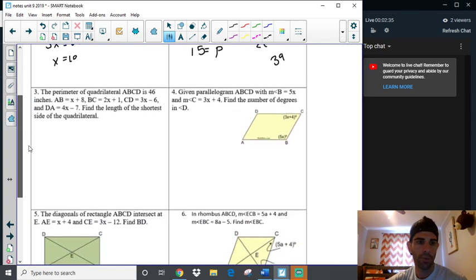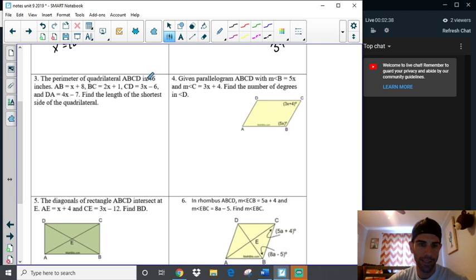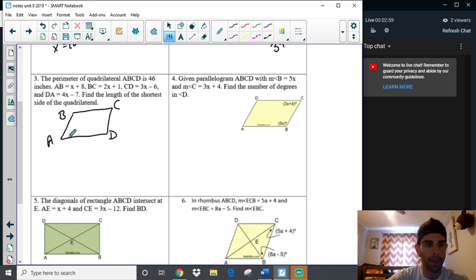Okay, number 3, the perimeter of quadrilateral ABCD is 46. AB is x plus 8, so if I'm going to real quick draw it, but then I'm going to have to erase it because there will not be enough room. They don't care where you put ABCD, just make sure wherever you start, you go around to put in the ABCD and don't jump across. Okay, so ABCD this way, it can go ABCD that way. AB is x plus 8. BC is 2x plus 1, CD is 3x minus 6, and DA is 4x minus 7. Then what they told me was that the perimeter is 46.